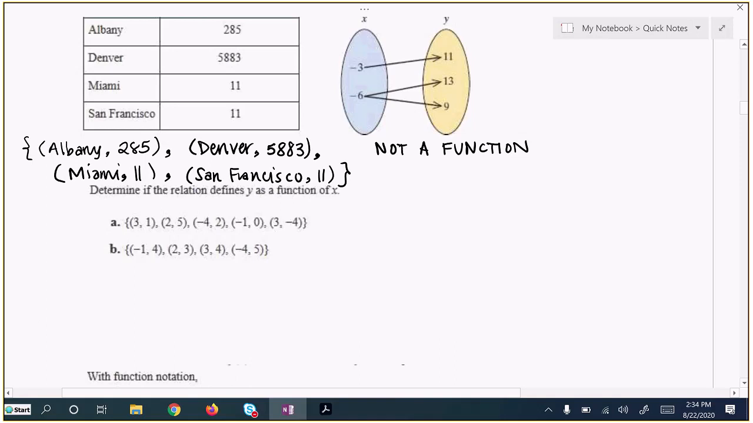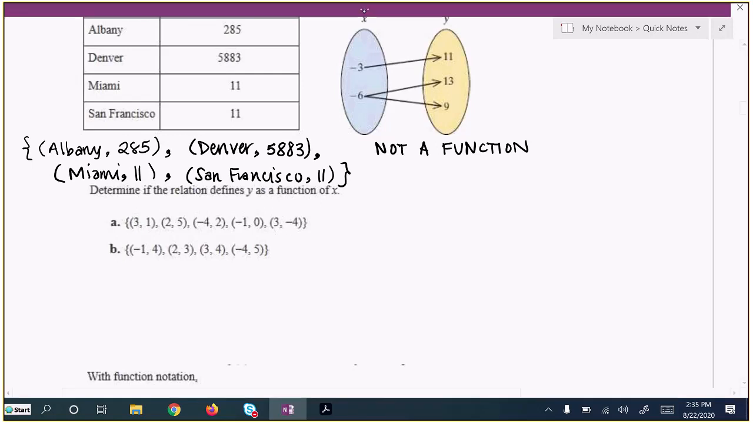And we have two relations, two collections of ordered pairs. So in A, we have (3, 1), (2, 5), (-4, 2), (-1, 0), (3, -4). And for it to be a function, we need to make sure that each x has only one y. So if x is 3, then y is 1. If x is 2, then y is 5. If x is -4, then y is 2. If x is -1, then y is 0. Then I have if x is 3, then y is -4.